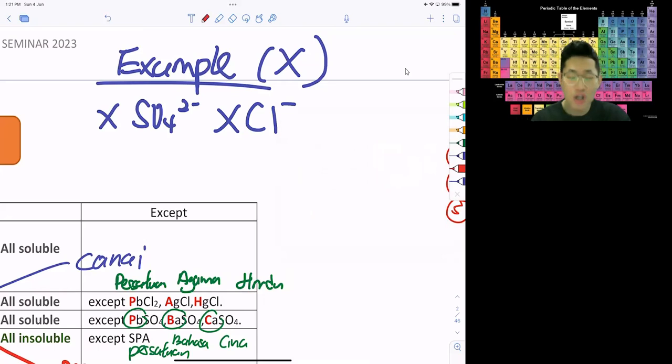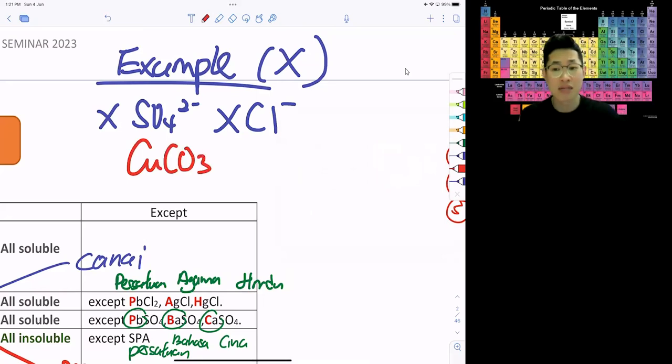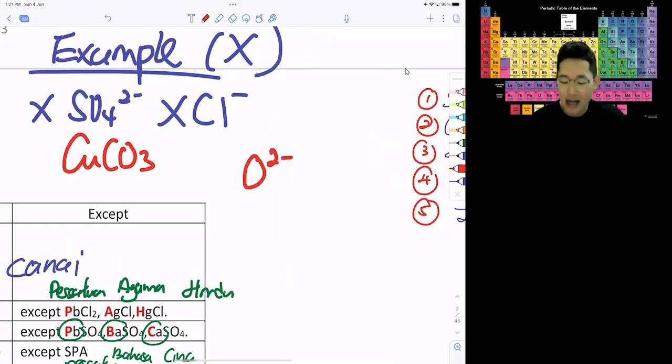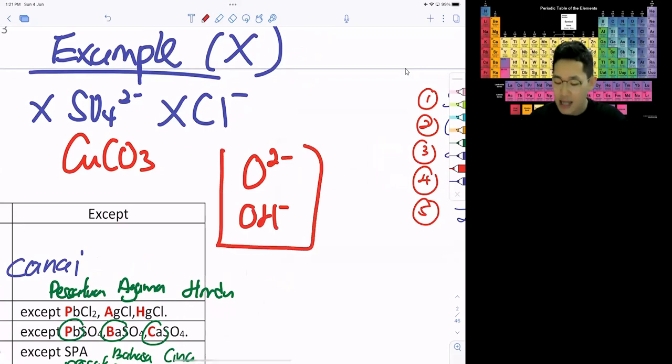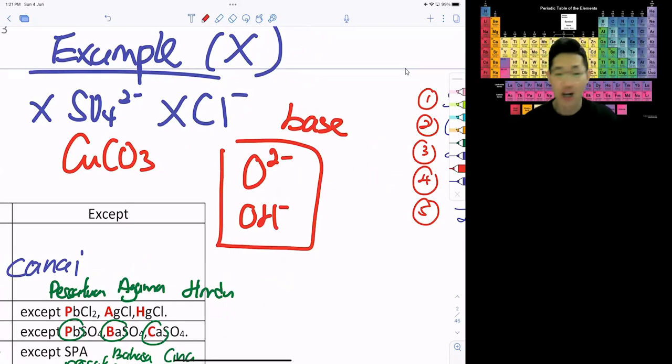Okay. So the answer here can be any carbonate, except for span. It can be copper 2 carbonate, zinc carbonate, magnesium carbonate, all these. But remember, oxide and hydroxide, yeah, guys. Oxide and hydroxide, they are actually bases. If you see, magnesium oxide is actually a base, not a salt. Okay, magnesium hydroxide, copper 2 hydroxide, these are all bases. They are not salts. Okay.